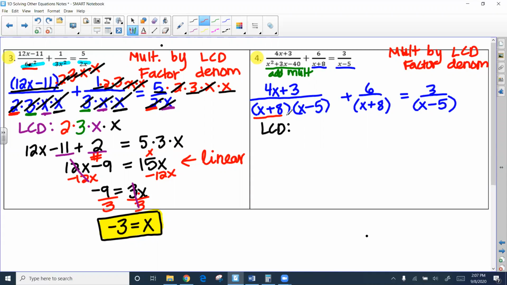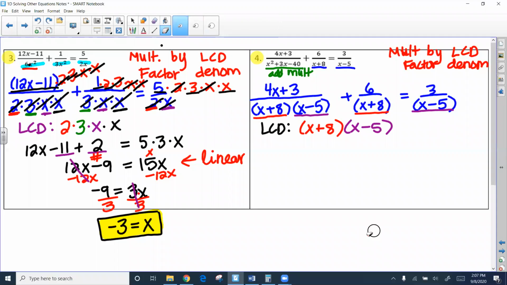So now notice this fraction has an x plus 8 and this fraction has an x plus 8. That means I have to include the x plus 8 in my common denominator. And then the other factor is an x minus 5. This fraction and this fraction have an x minus 5 in common, so I have to include the x minus 5 in my denominator as well. Okay, now that includes all the factors. There's no more factors to include. So now we know our LCD.